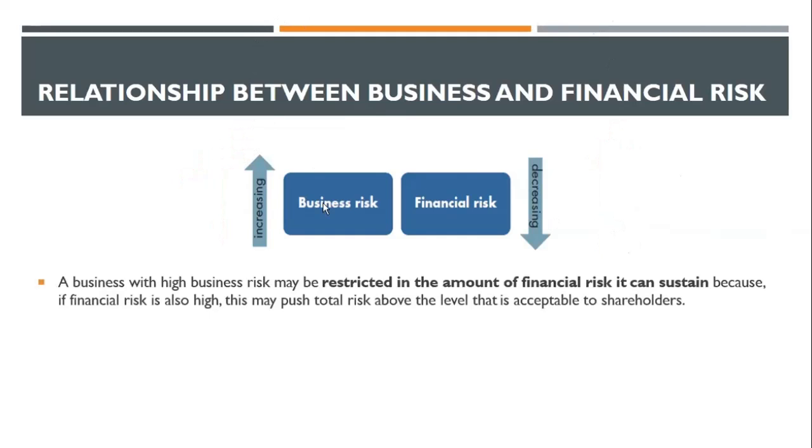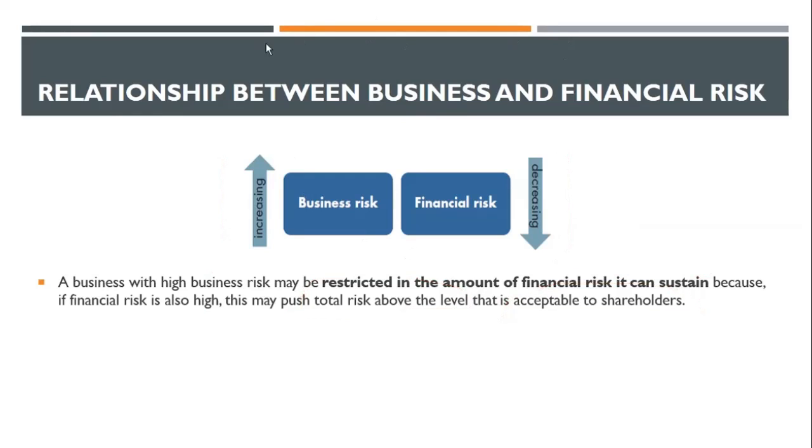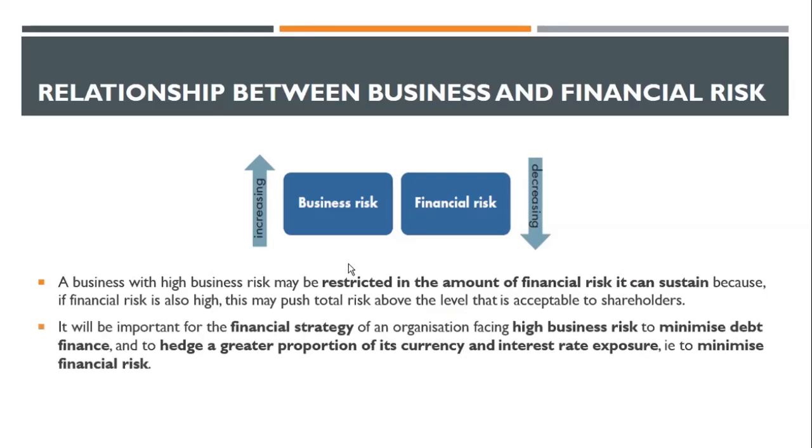So this is what it says. A business with high business risk may be restricted in the amount of financial risk it can sustain, because if financial risk is also high, this may push total risk above the level that is acceptable to shareholders. So you would never try to have both of them going up. This is very logical, rational. Any sane investor would try to balance out these two things.